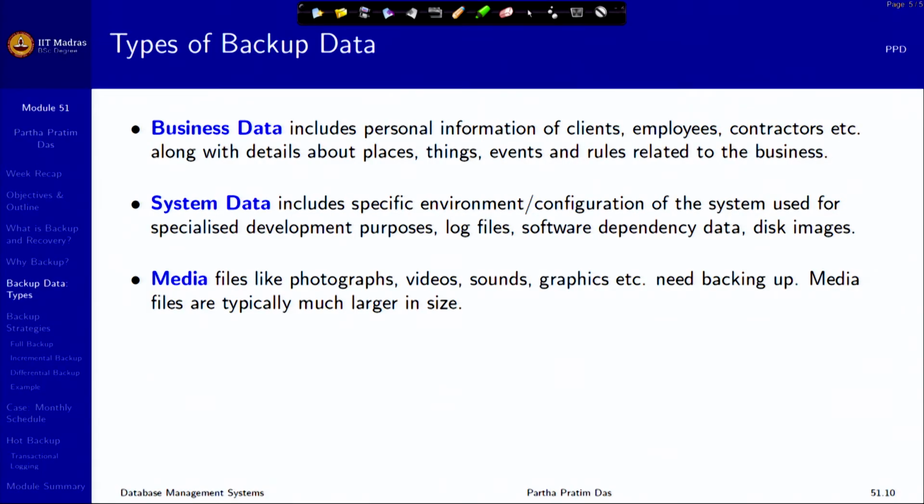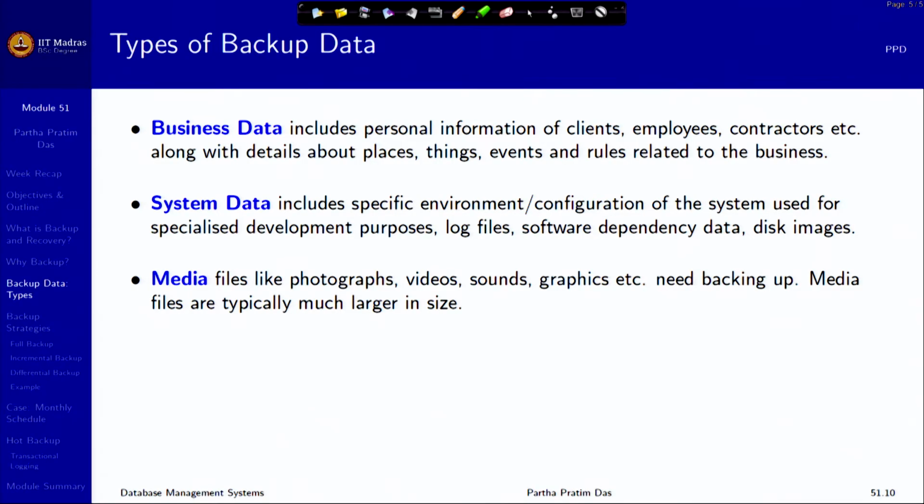Certainly, we will backup the business data. The business data is what primarily we have designed for: the information of clients, employees, contractors, inventories, sales information, course details, etc., all the rules and all that. That is the business data. That is the basic model that you have created through all these design steps.